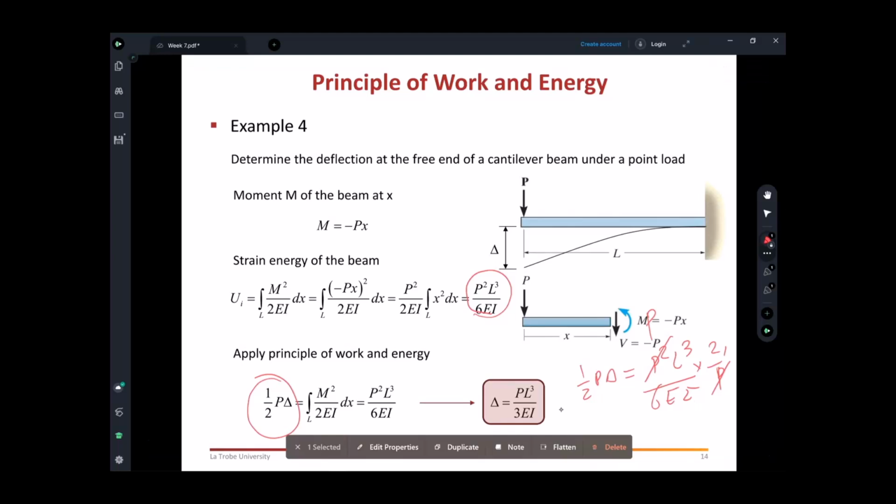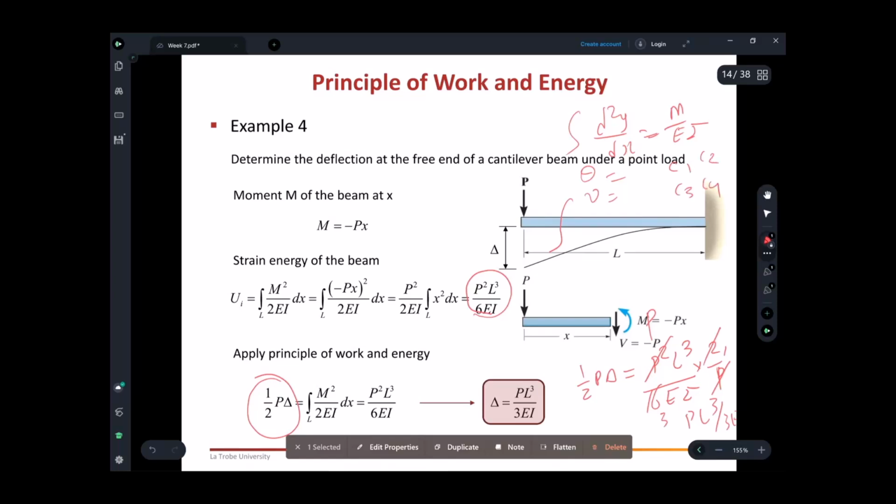So 2 and 3 cancel. So PL cubed on 3EI, as you can see here. It's very simple. If you do the double integration methods or elastic methods, d squared y on dx squared is equal to M over EI. Then you do the integration, then you get theta, you get v, and then you get C1 and C2, C3 and C4, and then you do the boundary conditions to calculate those constants, and then you substitute back.